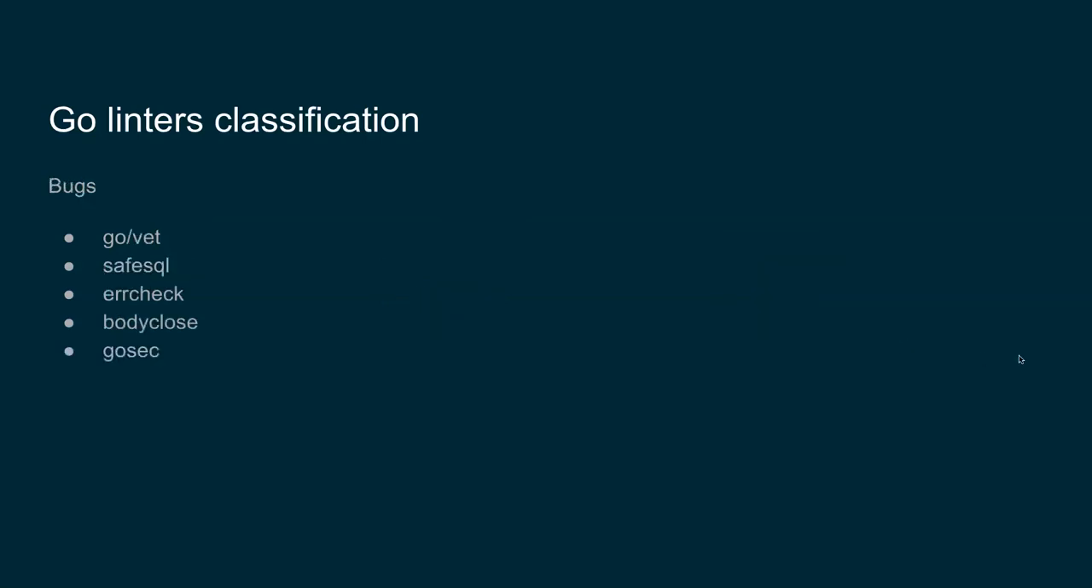Okay, so the next one is bugs. Which bugs can be found by the linters? This can be something like suspicious constructs, like printfs that do not have enough arguments to conform to the format string, which Govet actually does. Also, it checks that, for example, if you pass a non-pointer struct to JSON Unmarshal, it will report that.